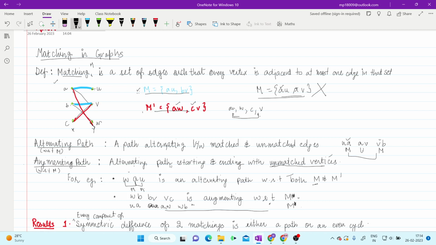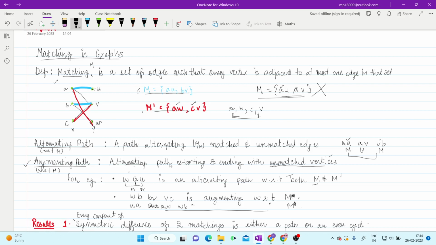And now what is an augmenting path? An augmenting path is an alternating path, so it has two conditions. First, it should be an alternating path, and secondly, it should start and end with unmatched vertices. By unmatched vertices, we mean all those vertices which are not present in the matching. So now, if my M is AU, BV, and I want to construct an augmenting path.